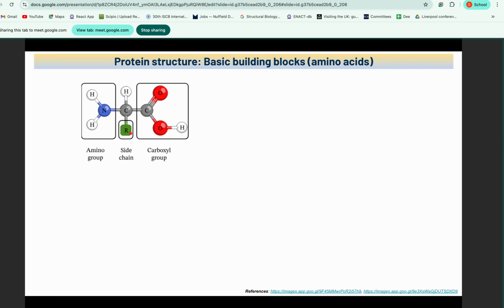On the basis of the side chain, these amino acids are categorized into different types. They could be acidic, basic, polar, or non-polar.